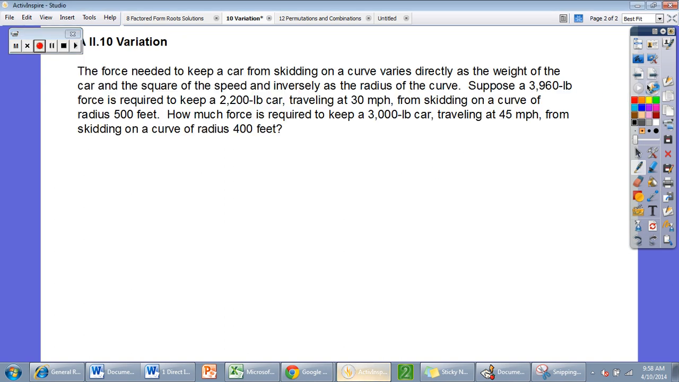So we're going to take a look at one example problem that you have here. And the idea is that it's a really big, long word problem, but it's really not that difficult. You just want to be able to pick out those keywords and write your equation. So the force, is what we're looking at here, is varying directly as the weight. So I'm going to start off with that. So force is varying directly as the weight.